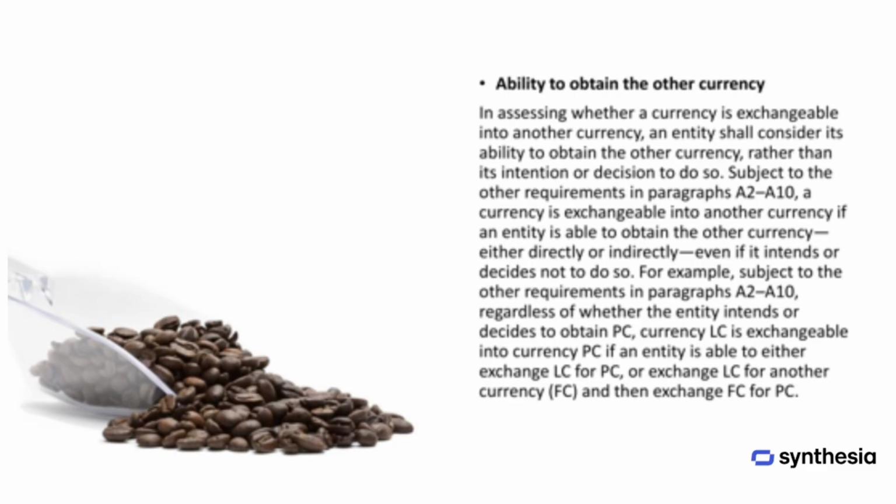Ability to obtain the other currency. When assessing whether a currency is exchangeable into another currency, an entity should consider its ability to obtain the other currency, not its intention or decision to do so. Subject to the other requirements in paragraphs A2 to A10, a currency is considered exchangeable if the entity is able to obtain the other currency either directly or indirectly. This holds true even if the entity chooses not to obtain that currency. For example, regardless of whether the entity intends or decides to obtain currency PC, currency LC is exchangeable into currency PC if the entity can either exchange LC directly for PC or exchange LC for another currency, say FC, and then exchange FC for PC.